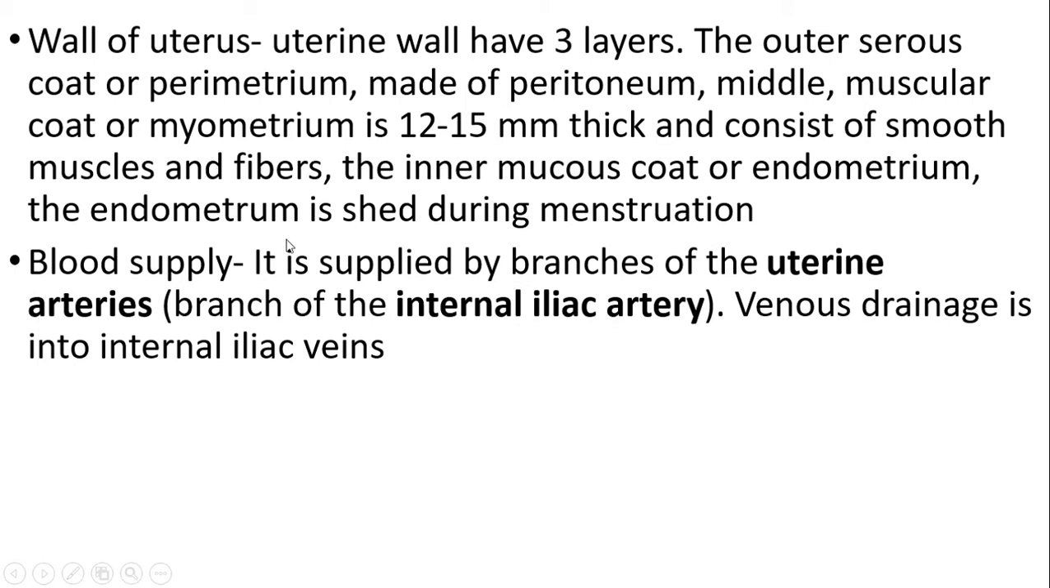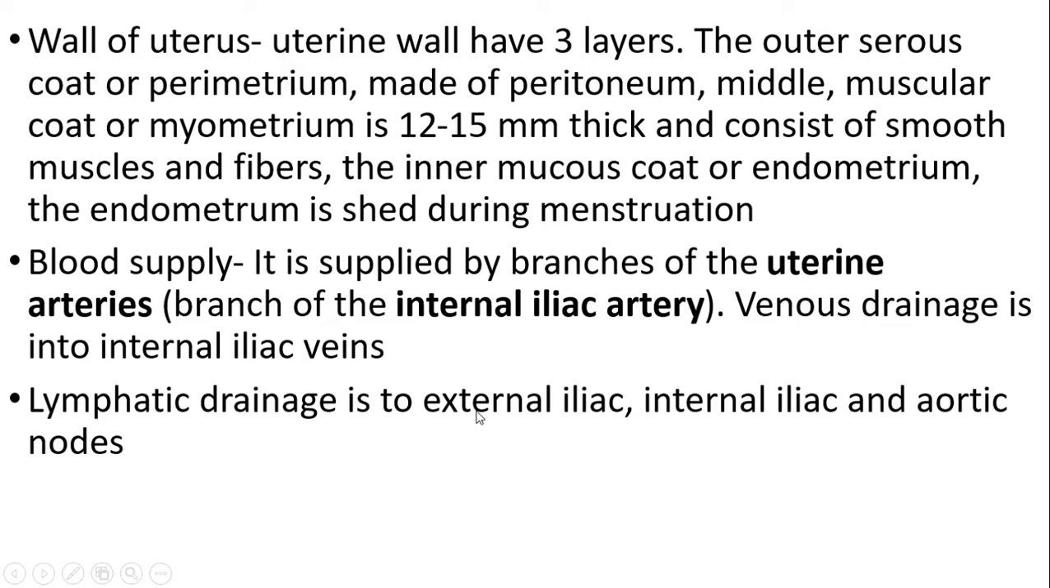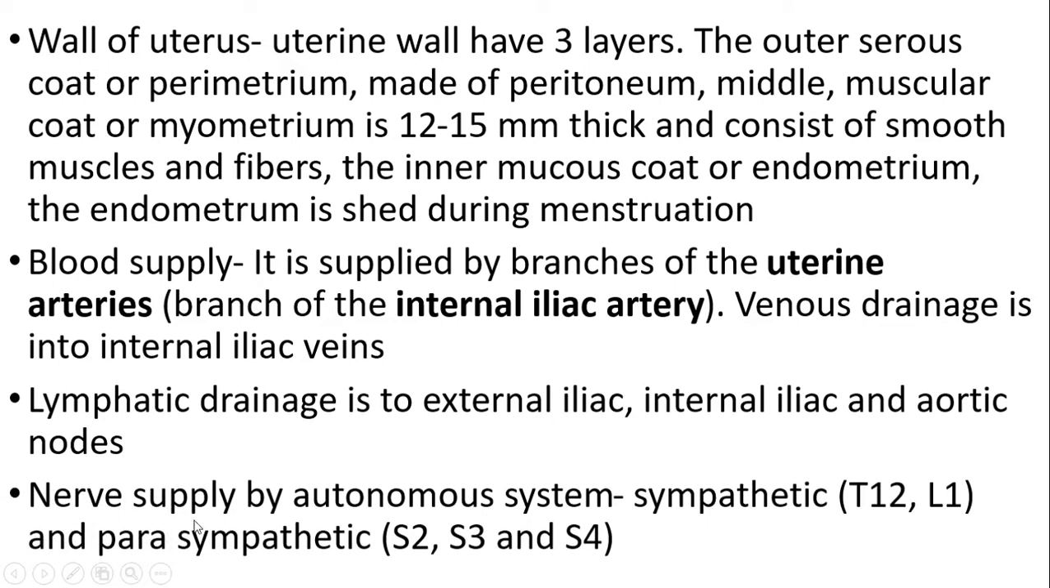Blood supply. It is supplied by branches of the uterine arteries, that is the branch of internal iliac artery. Venous drainage into the internal iliac veins. Lymphatic drainage to the external iliac, internal iliac and aortic nodes. Nerve supply by autonomic nervous system, sympathetic T12, L1 and parasympathetic S2, S3 and S4.